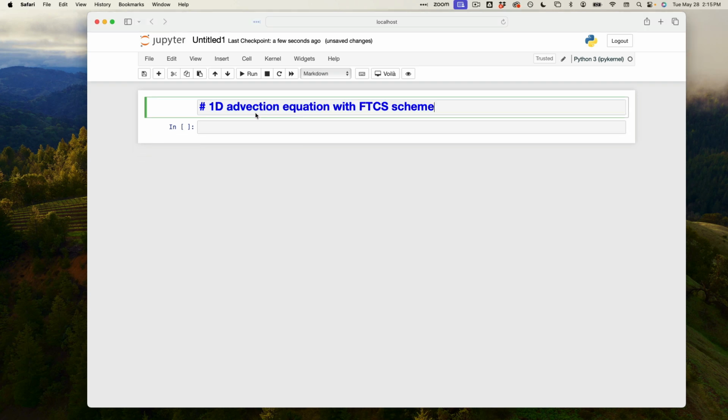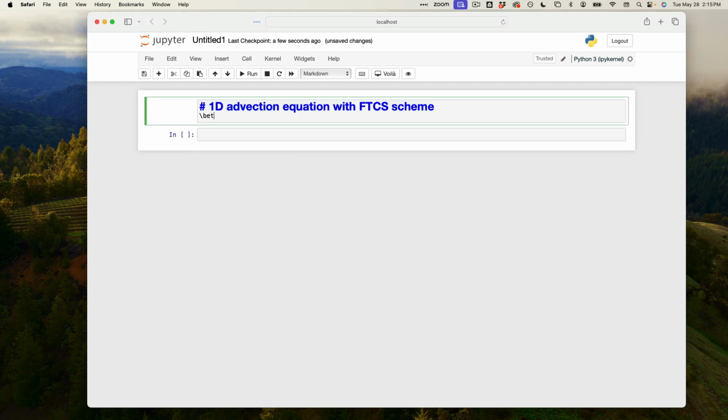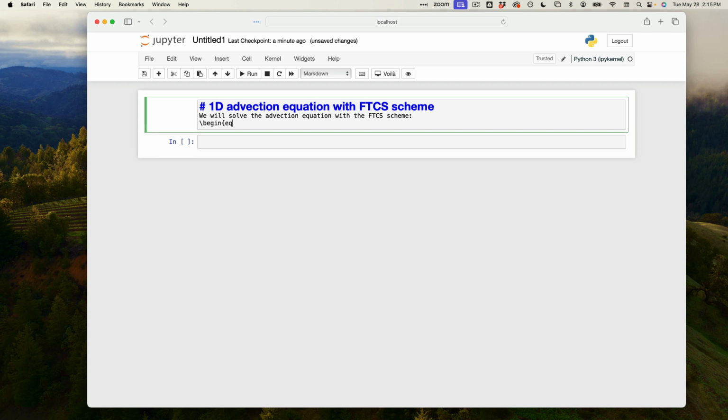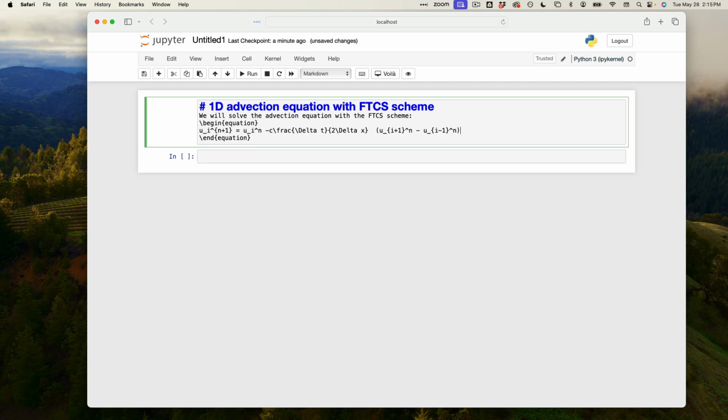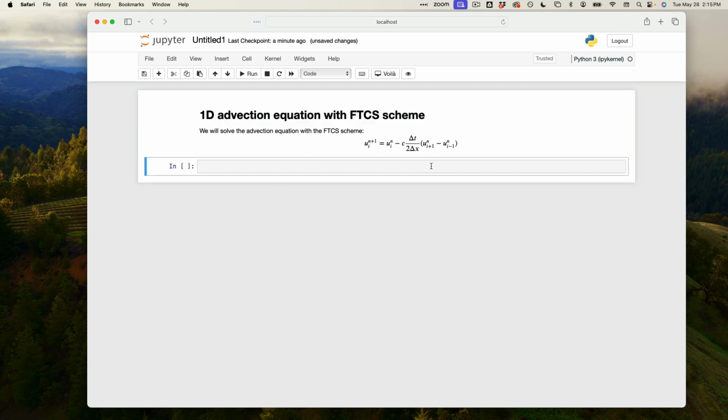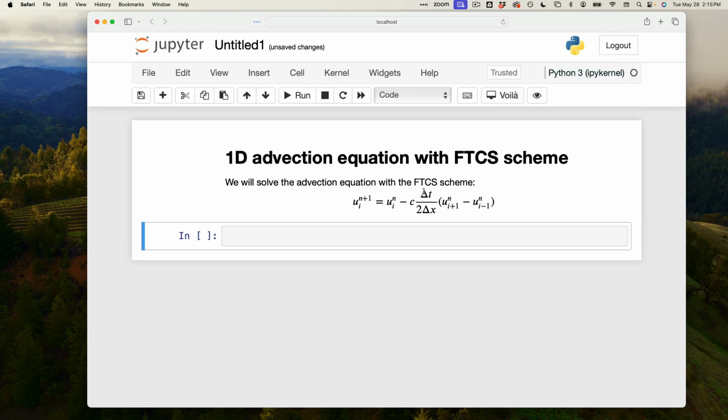We will work, again, I'm not typing a lot of math here just for the sake of time. We will solve the advection equation with the FTCS scheme. Begin equation and then end equation. All right, so I grabbed this from my slides. It's u^(n+1) equal to u^n minus c delta t over 2 delta x times u_(i+1) minus u_(i-1) at time level n.